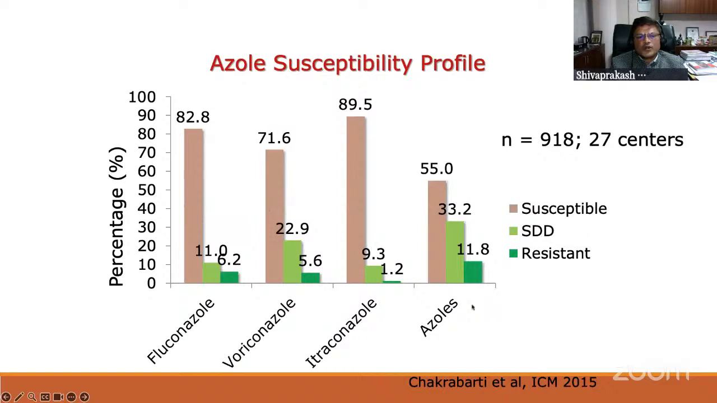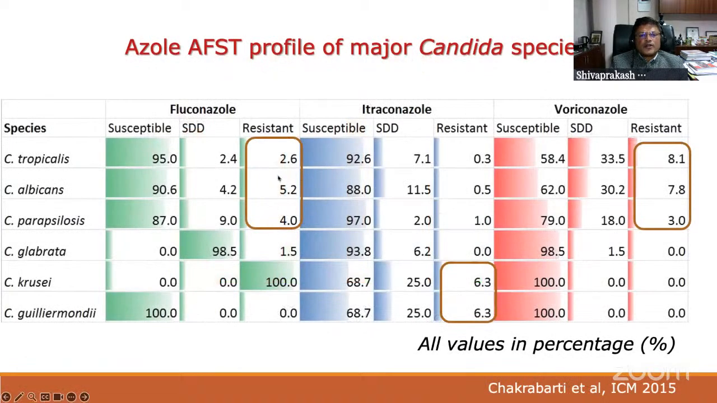For example, azoles, you can see that this is a 28-center study. You can see 11.8% were resistant to azole. This is all for the Candida in adults. And also you can see it is resistant even to voriconazole. That is expected, more to voriconazole rather than fluconazole. These are all the major three Candida species.